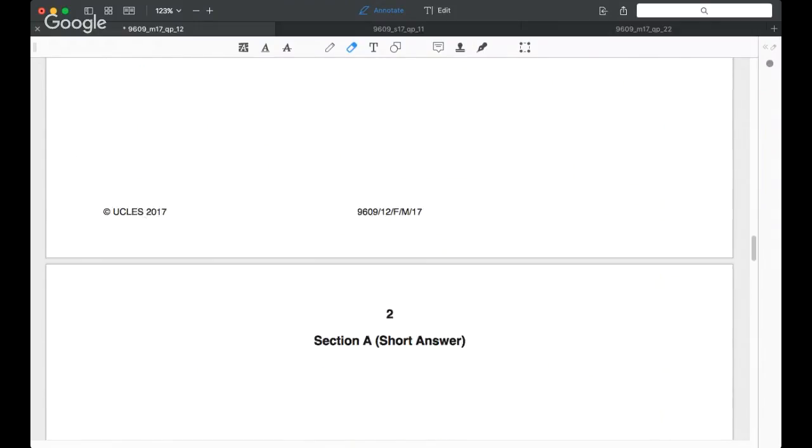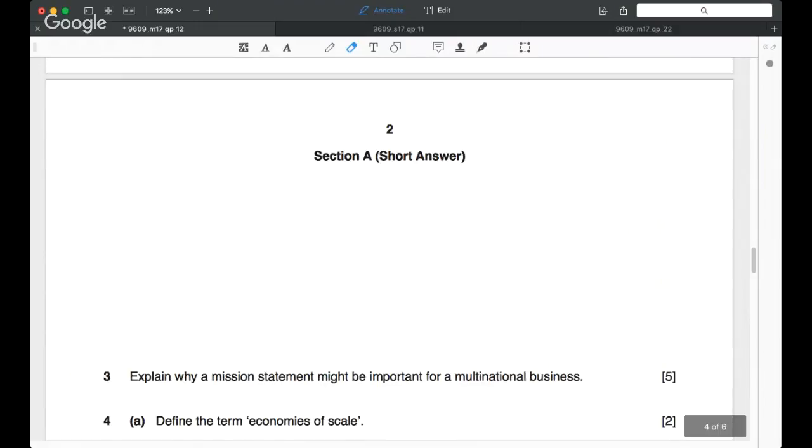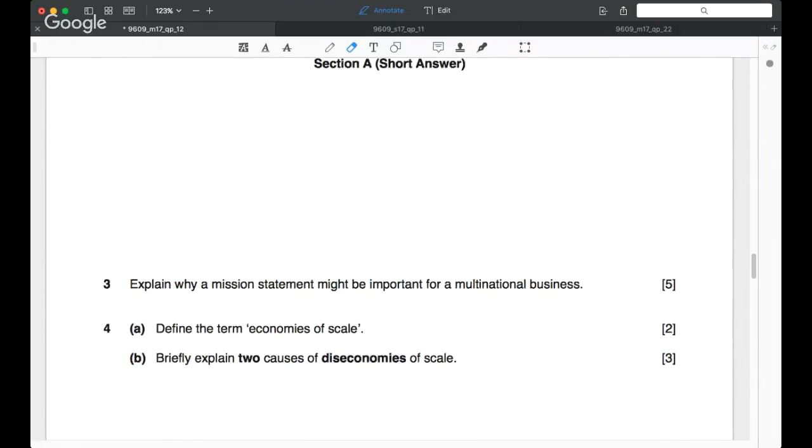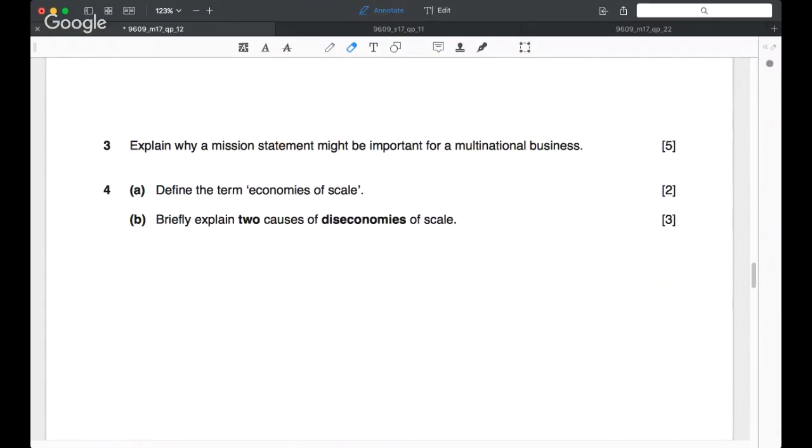Externally, it's very important as well, because the business wants to communicate its aspirations in terms of customer, supplier and community relationships. It's important that all stakeholders can understand the intent of the business, the purpose of the business, and this is wrapped up in a mission statement.